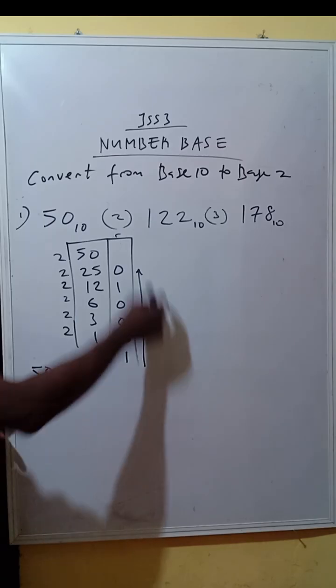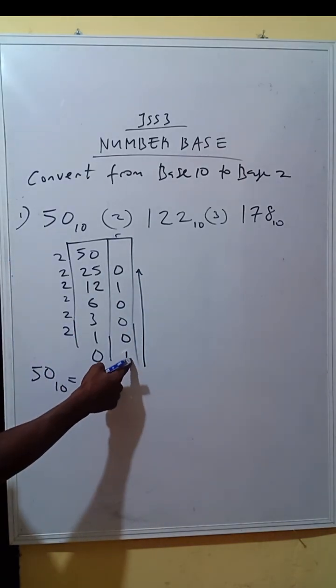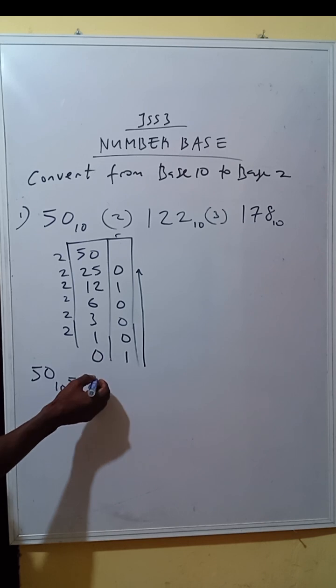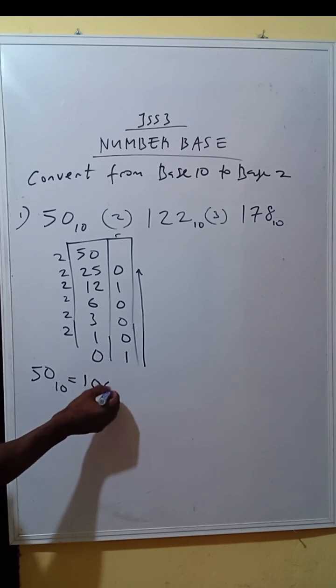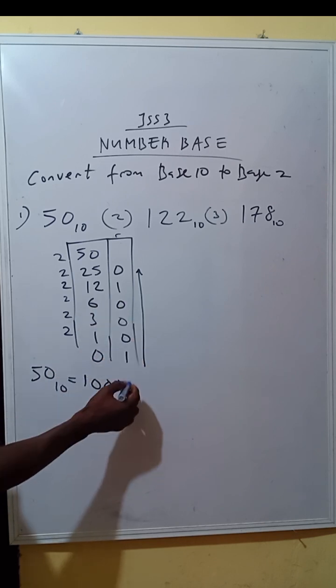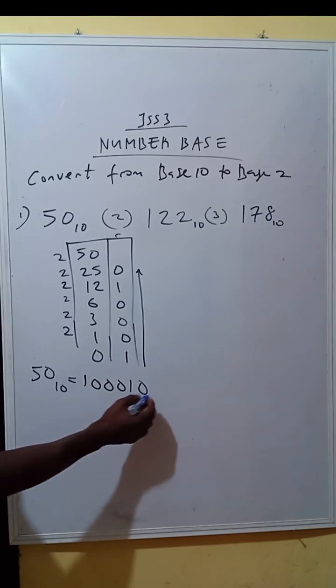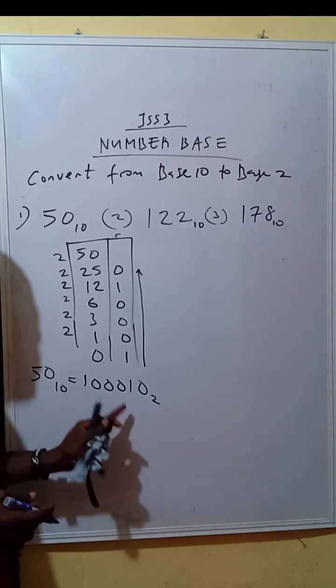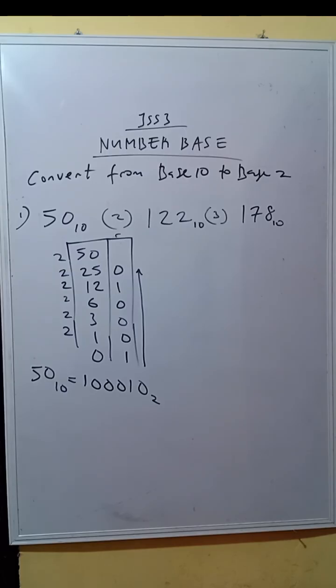So you move from bottom up. How do you move from bottom up? You start writing these remainders from the 1 at the bottom, then the next from it, 0, 0, 1, 0 in base 2. So 50 in base 10 is 110010 in base 2.